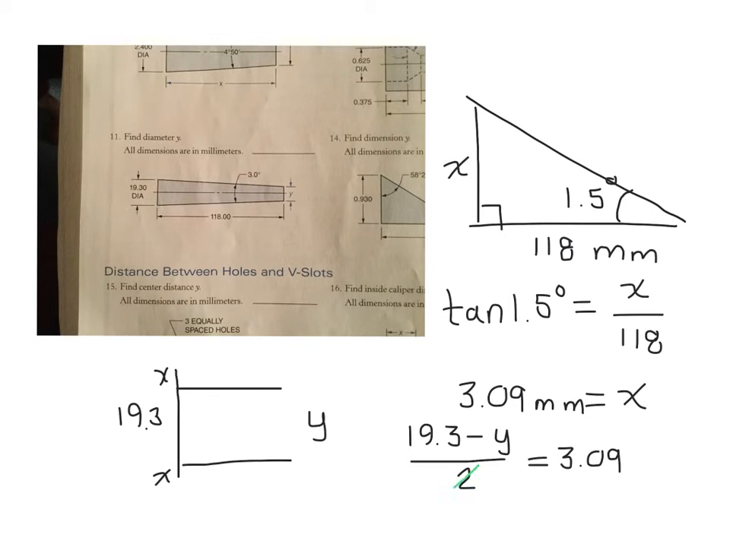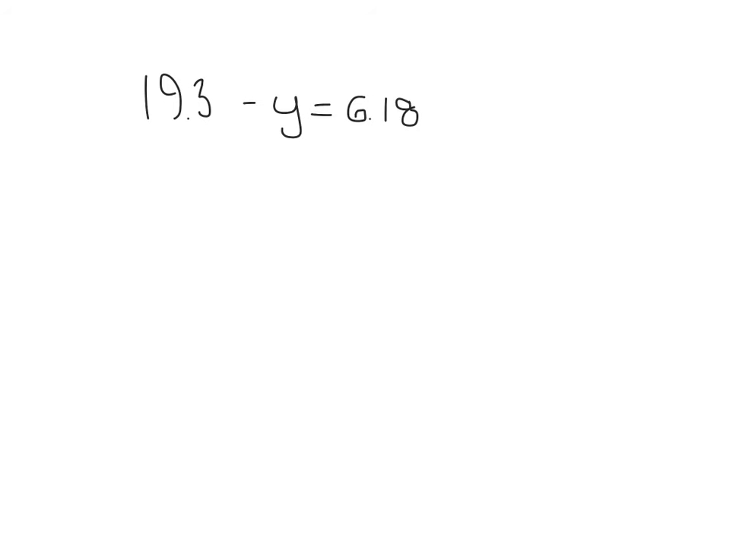So we have to use a little bit of algebra to solve this. We have to multiply both sides by 2 to get rid of the 2 in the bottom. And then what we'll have is 6.18. And then we have to figure out, okay, what do you subtract from 19.3 to get 6.18? Well, 19.3 minus 6.18 tells you that y would have to be 13.12 millimeters. Be sure to let me know if you have any questions.